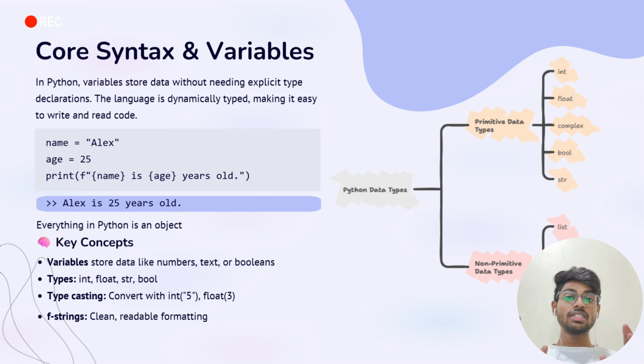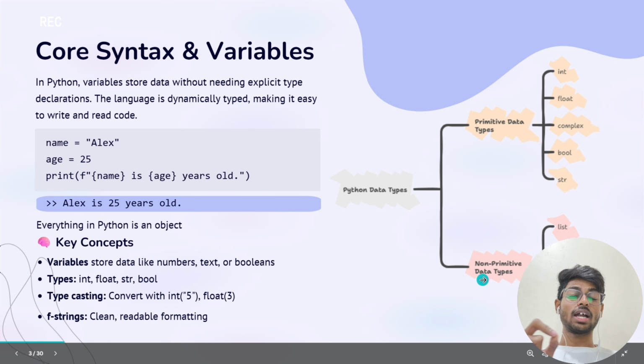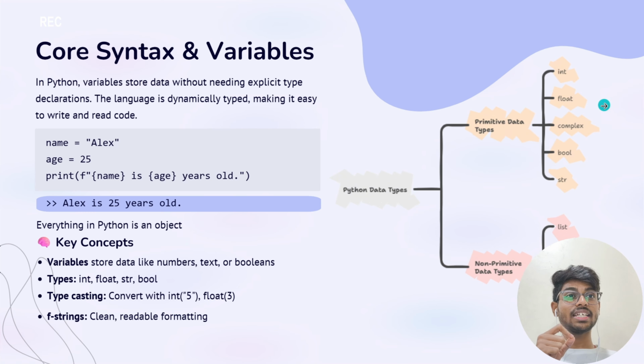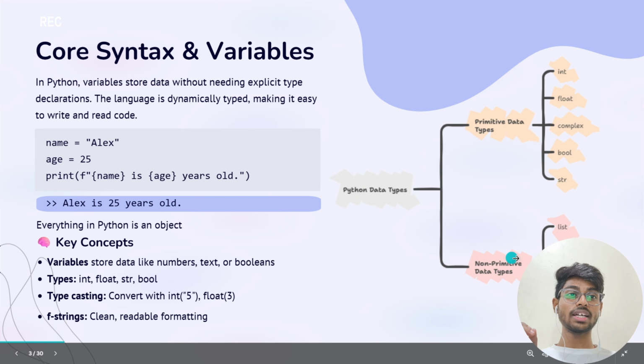Now these variables are defined as containers which store data, and further this data is classified based on its data type into primitive data types and non-primitive data types. Whereas primitive data types are further classified as int, float, complex, boolean, and strings. And these non-primitive data types are list, tuple, set, and dictionary.